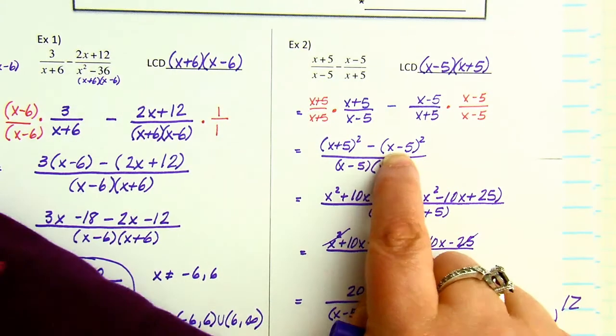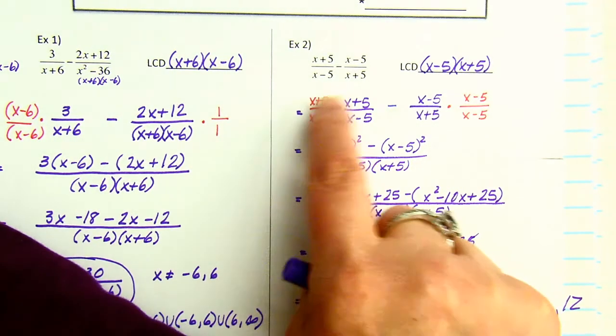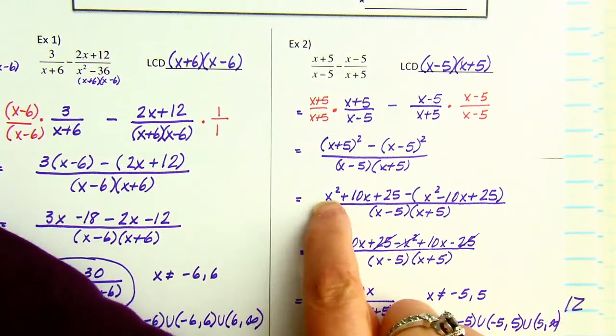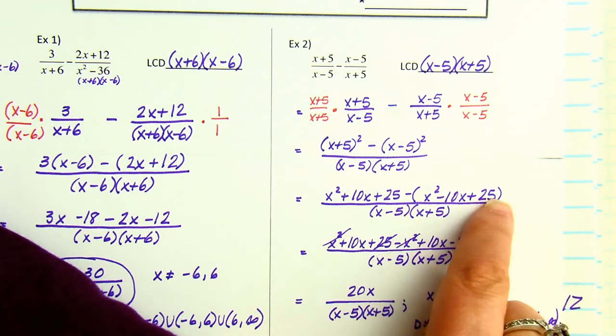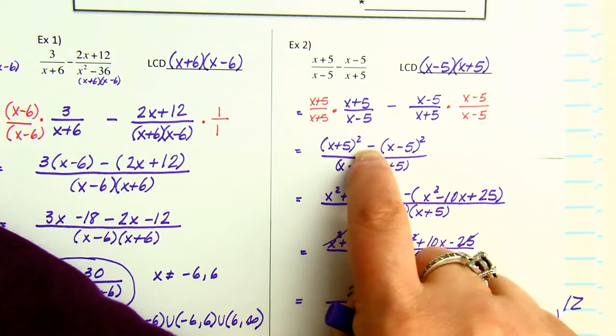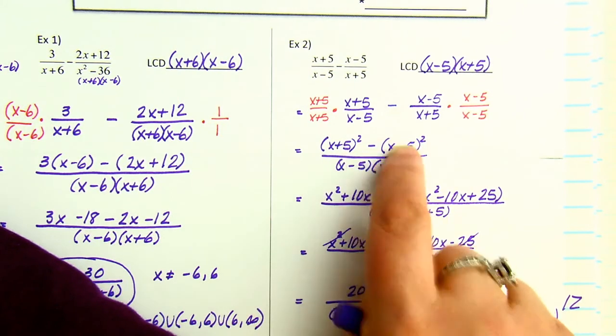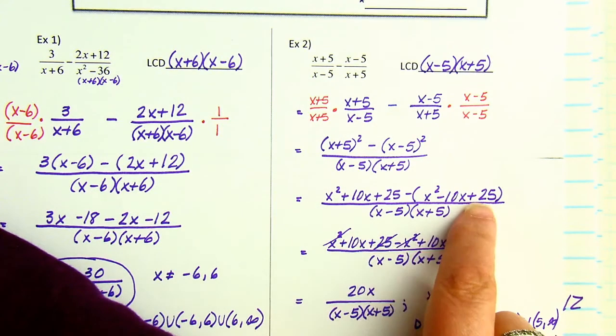Now, you do have to square out these binomials, or FOIL. Okay, so when I FOIL, I get x squared plus 10x plus 25. Subtract the quantity of this trinomial. You have to group it, okay? It's subtract this thing squared, so it has to be grouped because you need to distribute the negative sign.